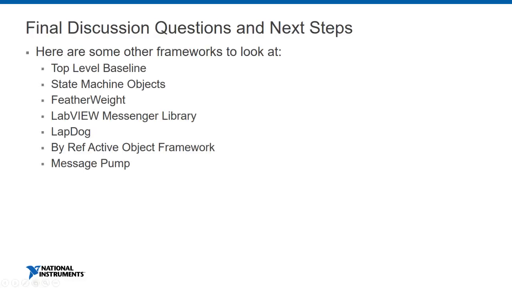So final discussion and next steps. Here are some other things that you should look at. Top Level Baseline, Norm Kirchner wrote that. JKI State Machine Objects. Featherweight, which is Jack Dunaway. LabVIEW Messenger Library. LapDog, which is Darren Nattinger. BiRef Active Object Framework, Message Pump. There's a couple other ones out there.